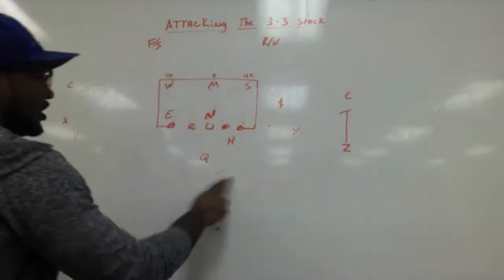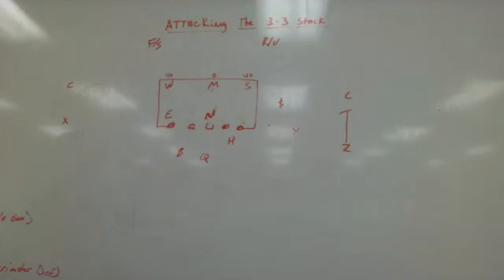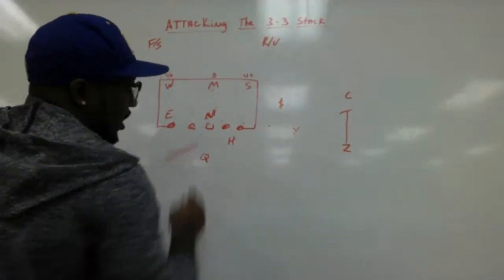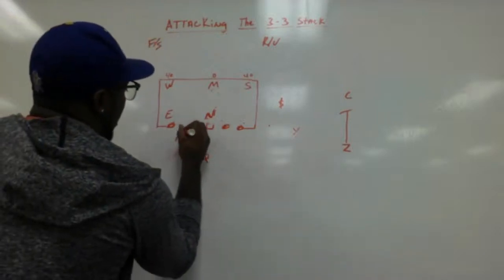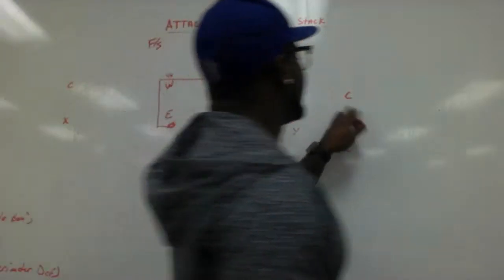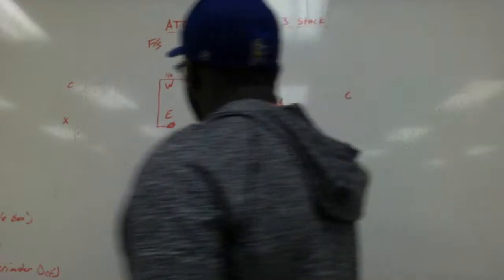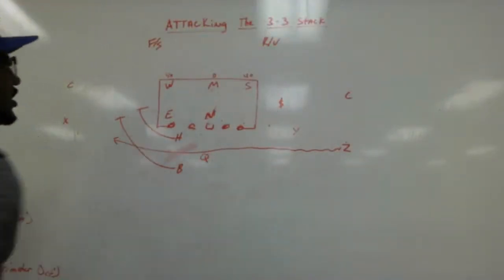What you can do is attack the perimeter. So one thing you can do, I'm gonna start this way. You can attack the perimeter. Well, what you can do, you can run the jet sweep. A jet sweep will be a good deal to run out of this. Let me draw it up here. You got extra blockers to the back side if you want to run to the back side.